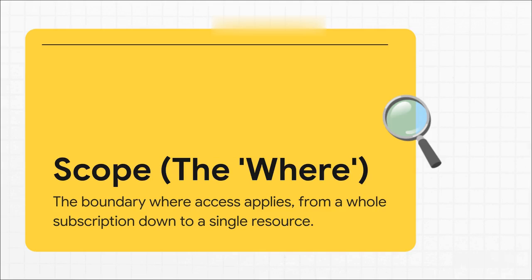And finally, we've got the where. This is the scope, right? Because a key to the front door of the building won't get you into the super secret server room on the top floor. The scope defines exactly where these permissions apply. You could give someone permissions across your entire Azure subscription, or you could narrow it way down to just a single resource group holding your project stuff, or even get super granular and give access to just one specific database.